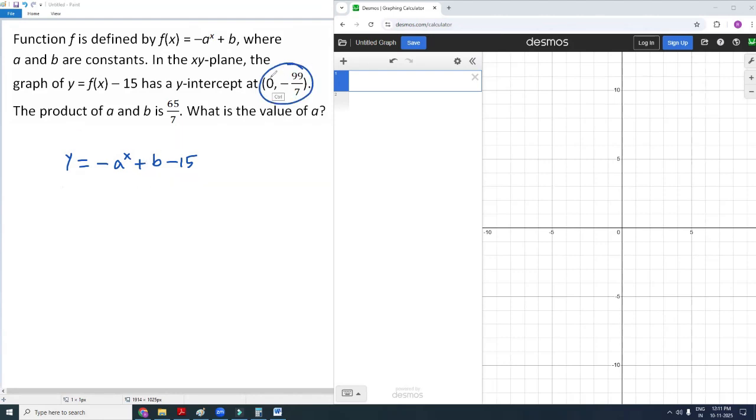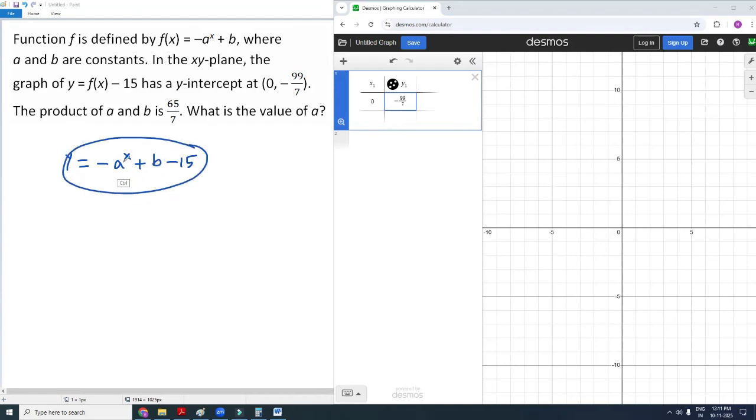Okay, let me take this point as input in Desmos. Let's click on the plus sign and go to table. The x coordinate is 0 and the y coordinate is negative 99 over 7. Now we have to take this equation as input in Desmos. Here my aim is not to get the graph of this equation. My aim is to find the value of the unknown constant a in this equation.